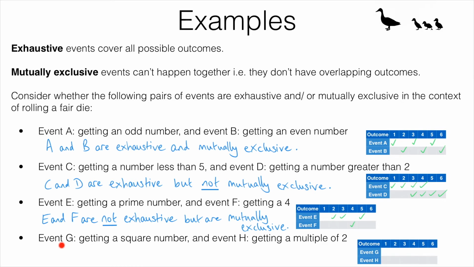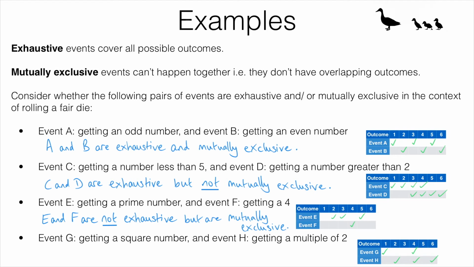Finally, let's look at events G and H. Event G is getting a square number on a die, that is getting a 1 or a 4. That's 1 squared and 2 squared. Event H is getting a multiple of 2, so something in the 2 times table. That's a 2, a 4, or a 6.